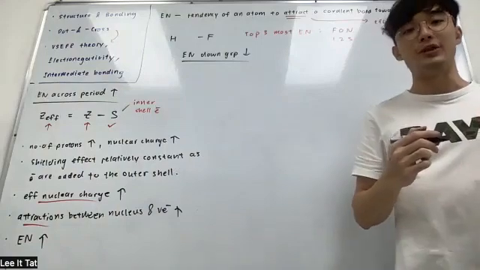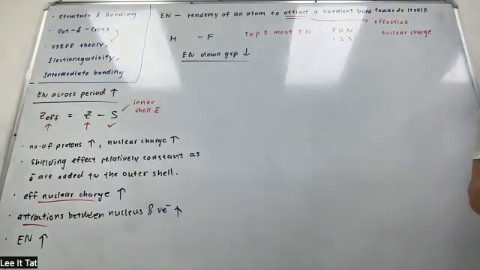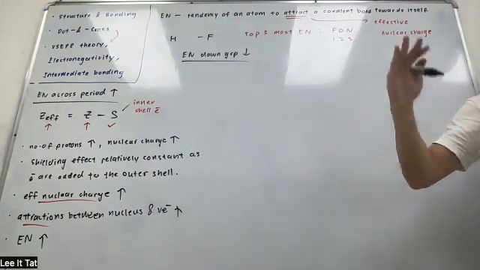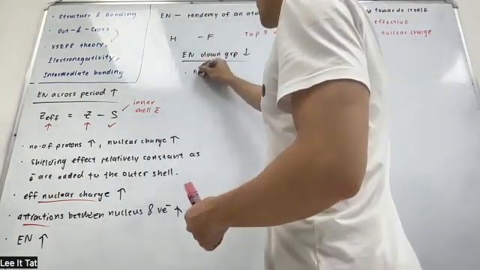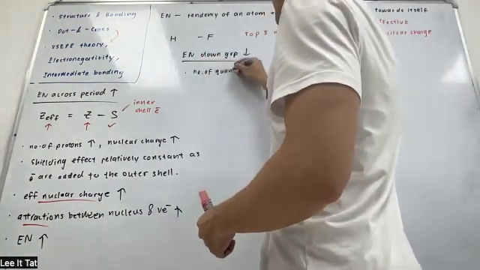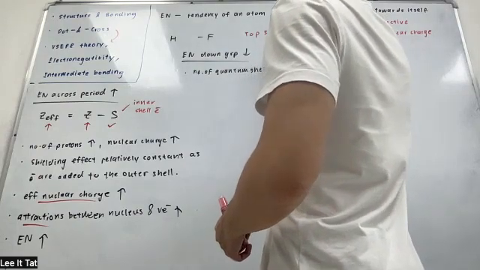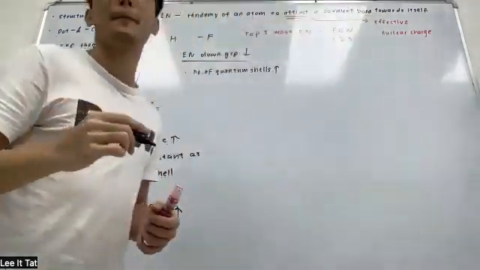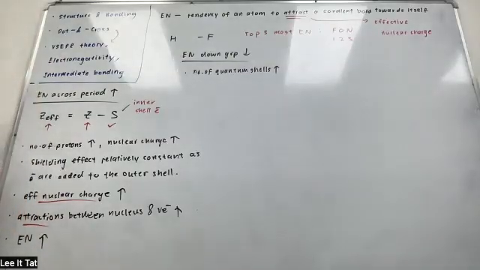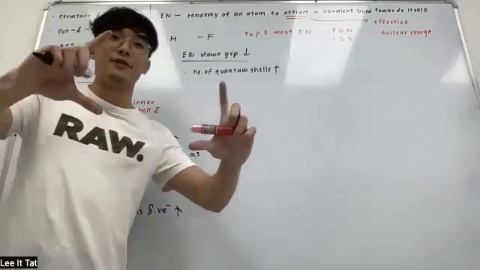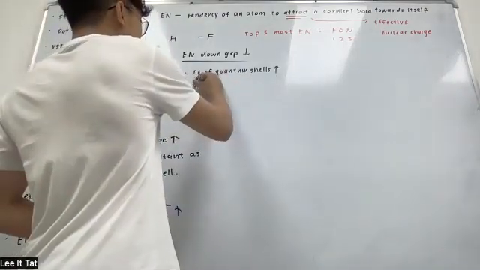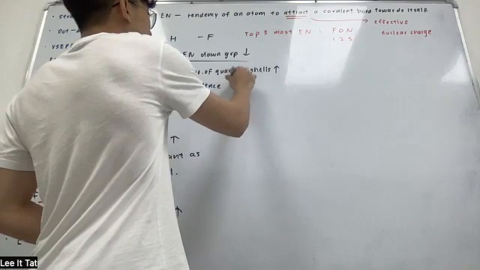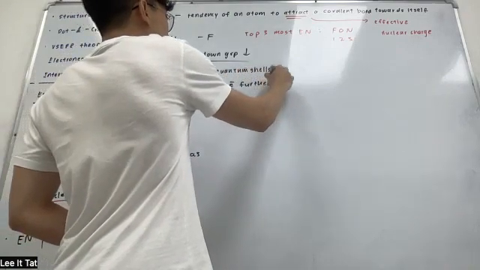Can you remember when we come to down the group, right? What is the concept behind this? How do we explain down the group? The number of what shells? Quantum shells. What happens to the number of quantum shells down the group? Increase. So if the number of quantum shells increase, what does that mean? Okay, we don't have to talk about shielding here, but you see, what happened to the valence electrons as the number of shells increase? Okay, so valence electrons are further away from the nucleus.